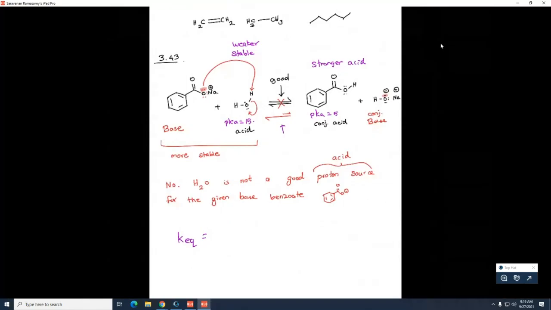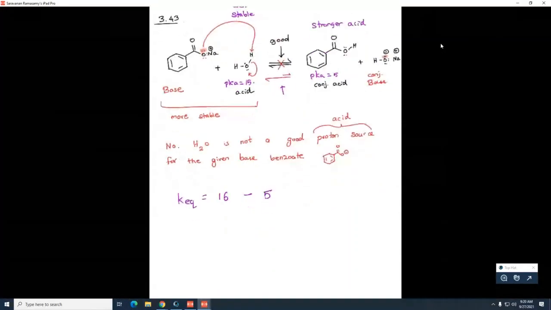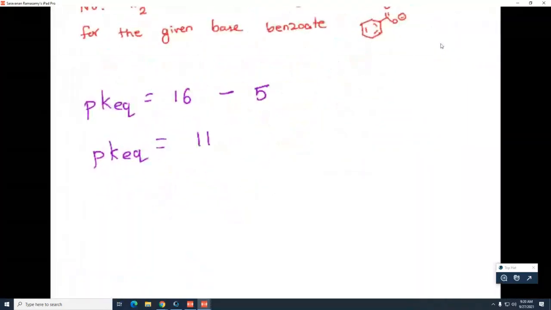What's the Keq of this reaction? When it comes to Keq, you subtract the conjugate acid's pKa from the acid's pKa. So 15.7 minus 5, let's round up to 16, is equal to positive 11. Oh, this is actually pKeq, right? pKeq is positive 11.